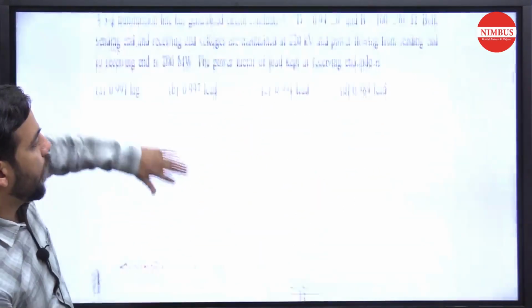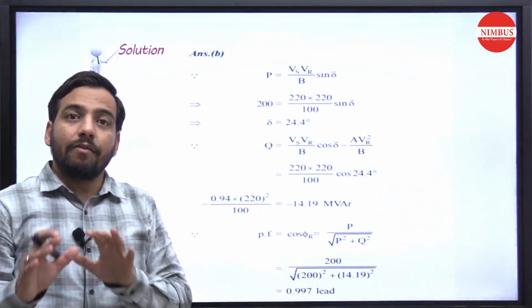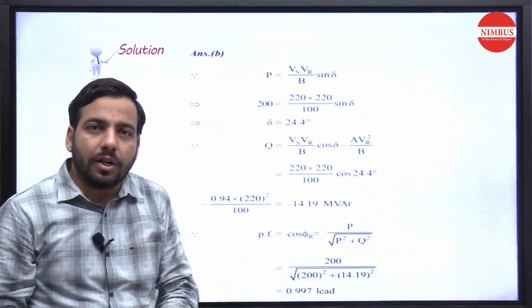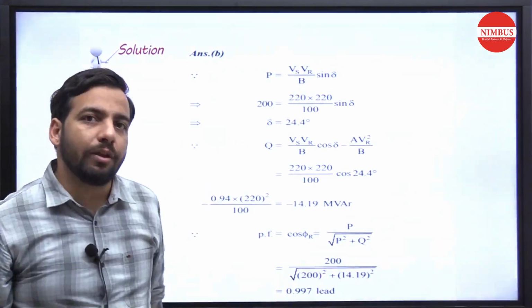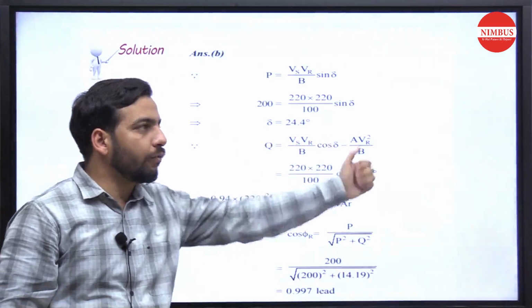Look here, this is the formula of P. P is given, so you can calculate delta here. As I have said, in every modeling and performance question, the first condition is generally given to calculate the value of delta. When you calculate the value of delta, then you can put this delta in the formula of Q.